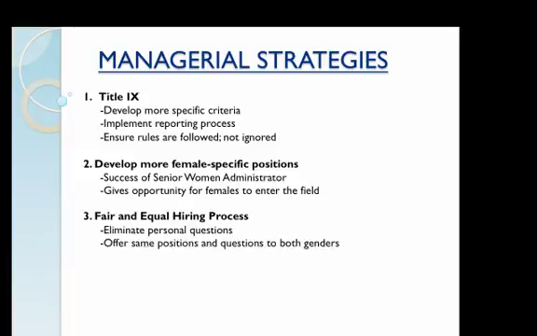I would also ensure that there was a fair and equal hiring process. So right from the get-go, we'd be treating everyone as individuals, not focusing on different traits and characteristics or gender, just treating everyone the same.